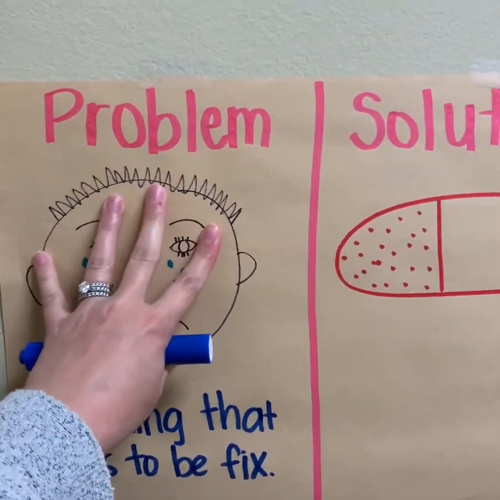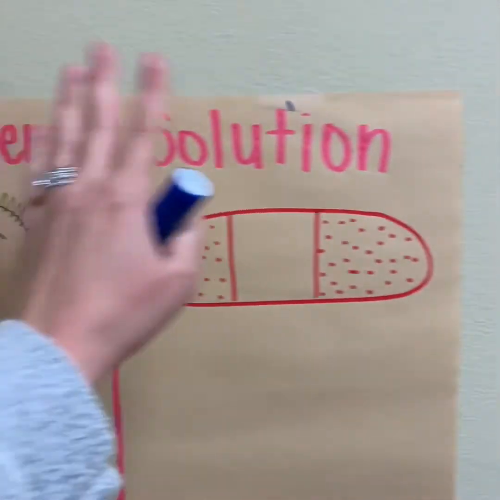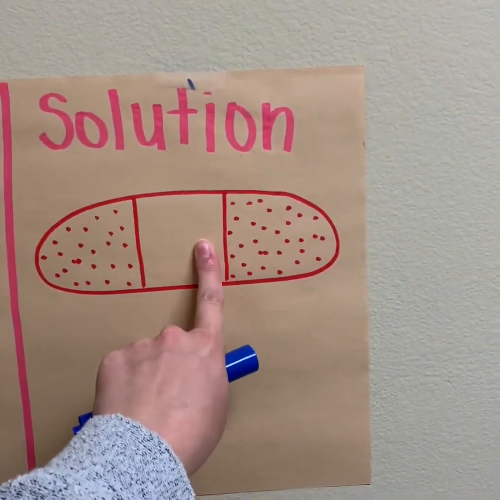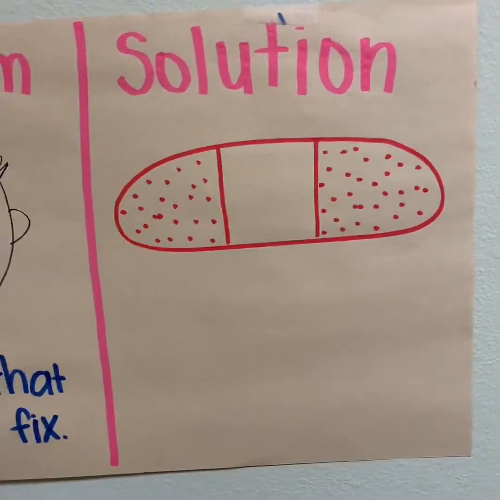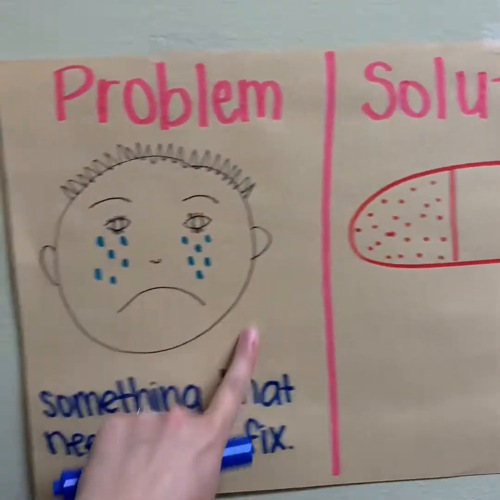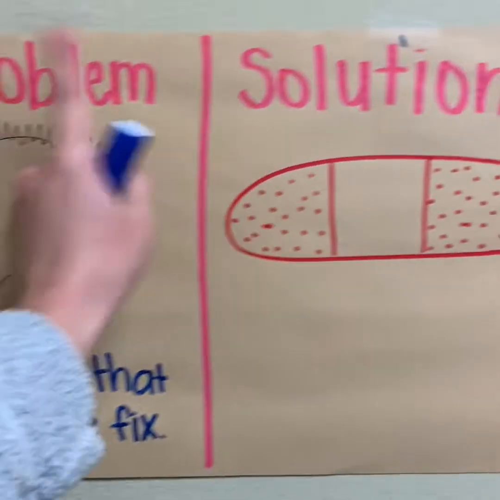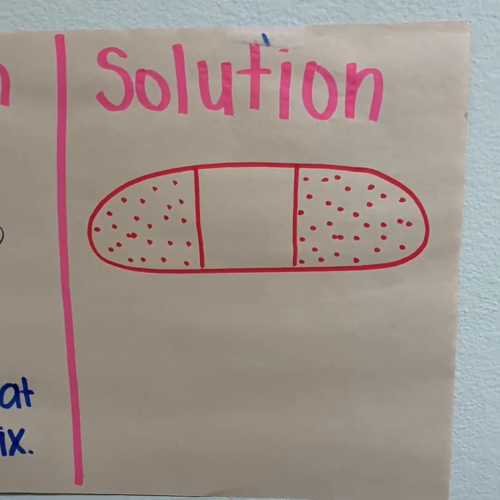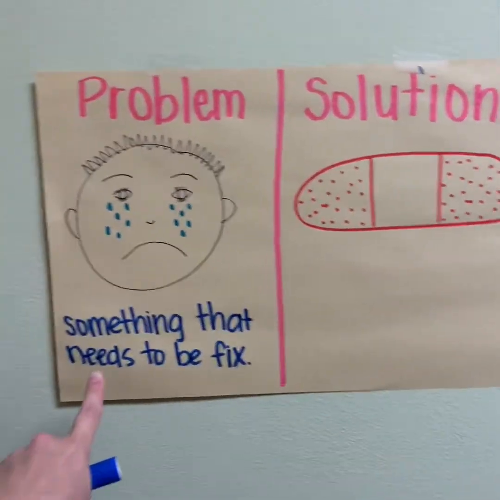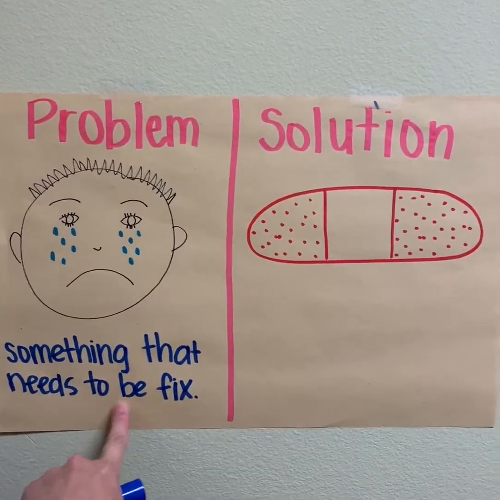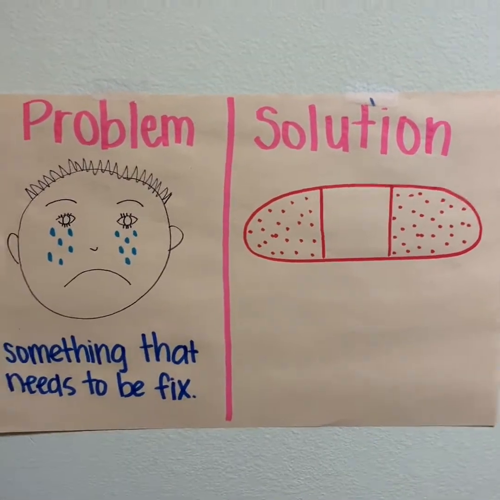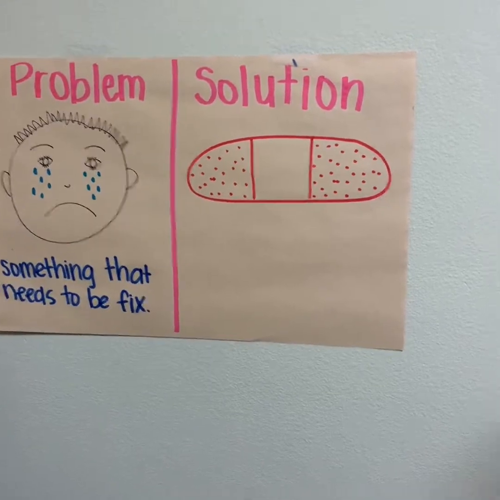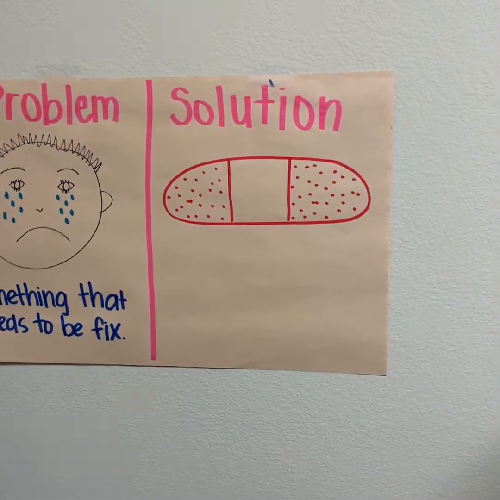They have a problem. Okay, so now we're going to come over here and we're going to solve it. I drew a Band-Aid because when I think of something that helps solve the problem, like let's say he fell and so he's sad, well, he can put a Band-Aid on it and it helps solve the problem, right? So a problem again is something that needs to be fixed, okay? And a solution would be what? It's a way to fix the problem, right?